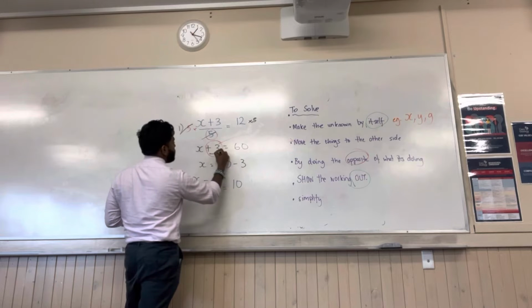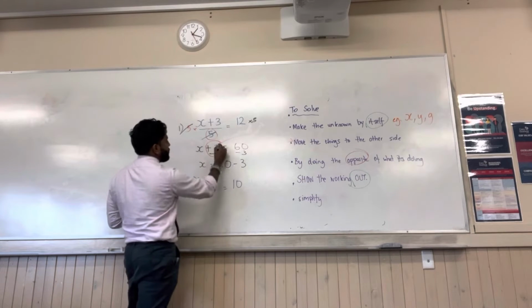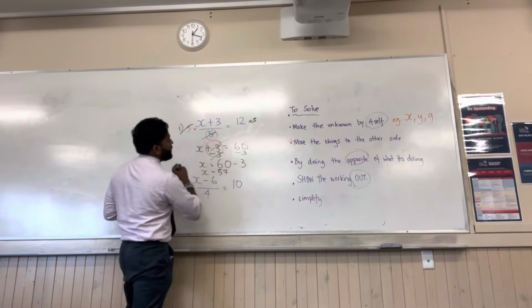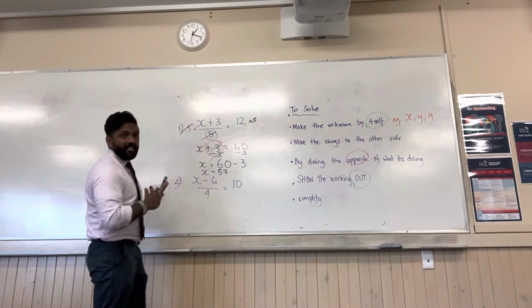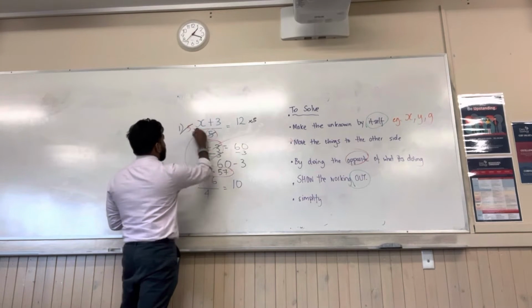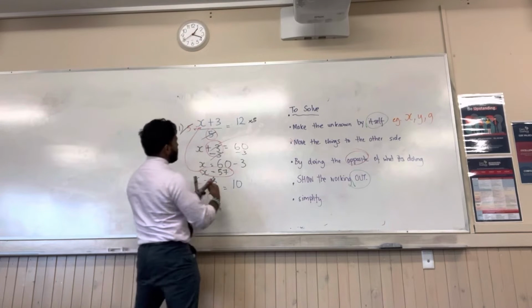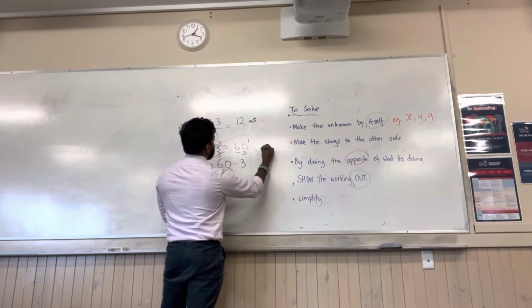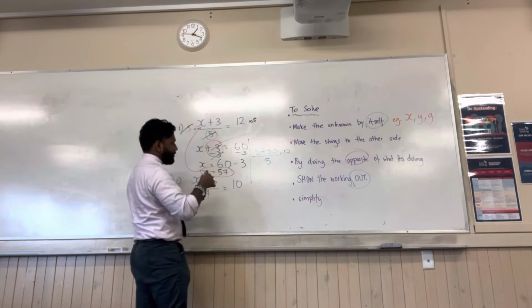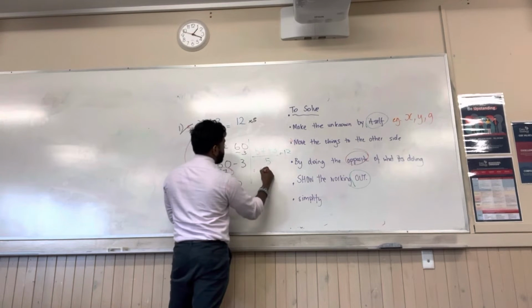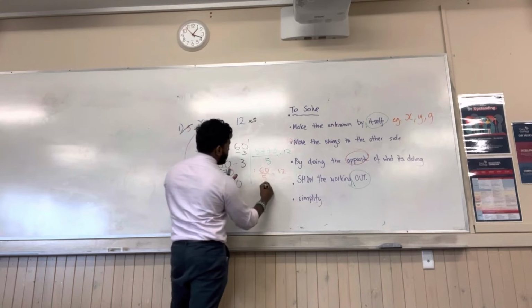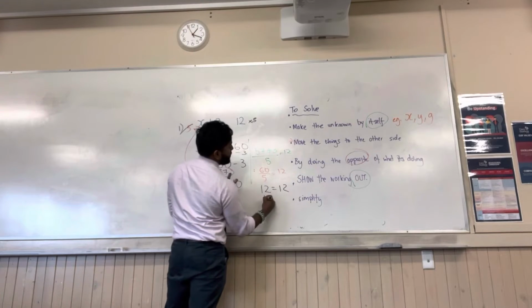Yep, so the way you do that, you subtract 3. 3 take away 3 is 0, 60 take away 3, 57. And now the way you check that is by plugging this x is equal to 57 back into here. So what's that going to look like? 57 plus 3 divided by 5 is equal to 12. Okay, what's 57 plus 3? 60. 57 plus 3 is 60. 60 divided by 5 is 12. What's 60 divided by 5? 12. So 12 is equal to 12.